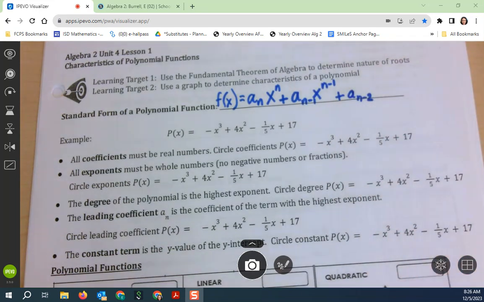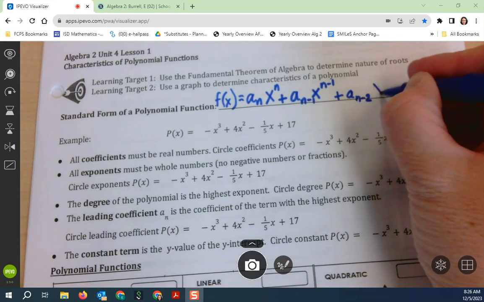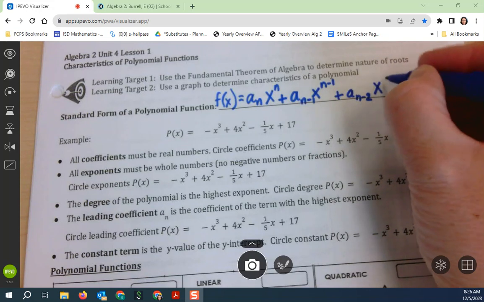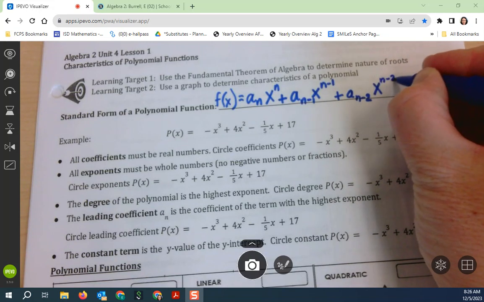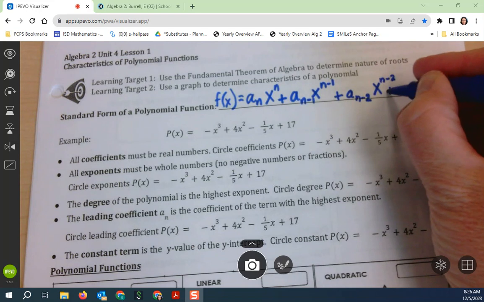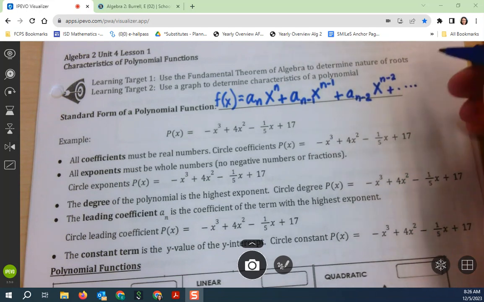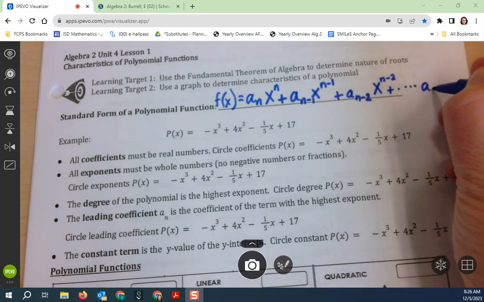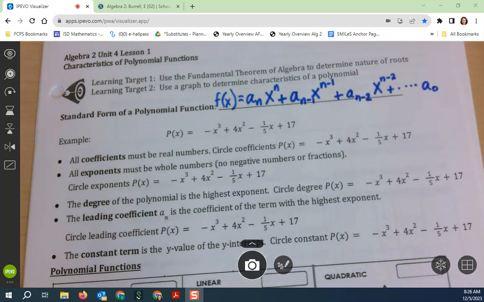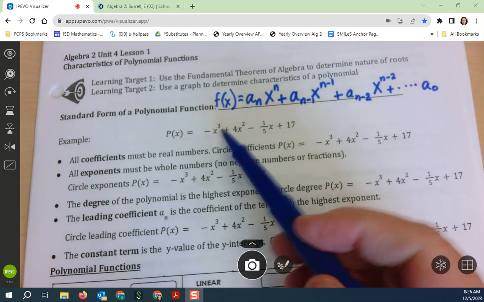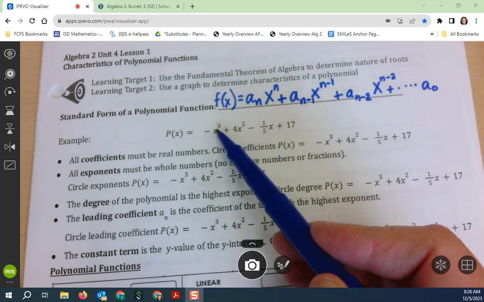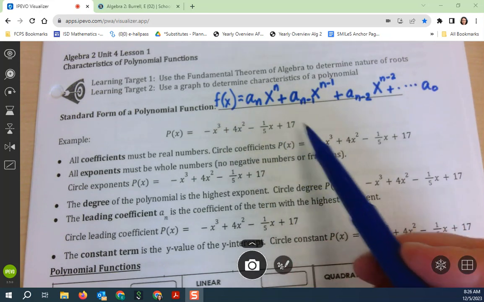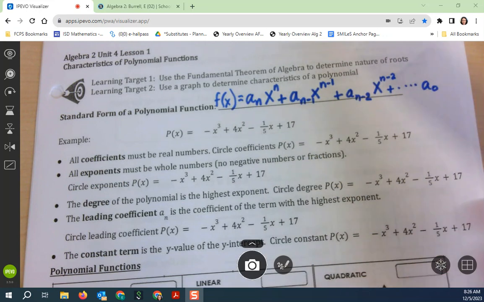So the a's are all constants, so they could be any number. It could be like 5, 10, 15, 20. They don't have to be multiples of 5. The x's are just x, the variable, and the exponents go down 1 each time. And that goes down all the way until you get to a sub 0, which is the last term, and that one doesn't get an x. So you can kind of see that here. You can see the exponents go down 3, 2, 1, and then the last one does not get an x on it. It's a constant term.